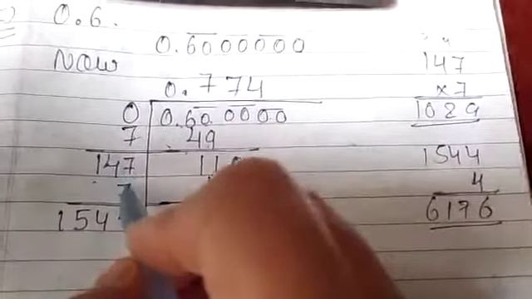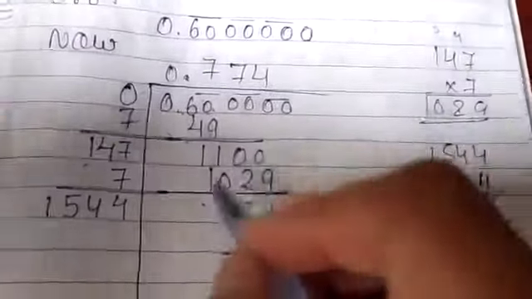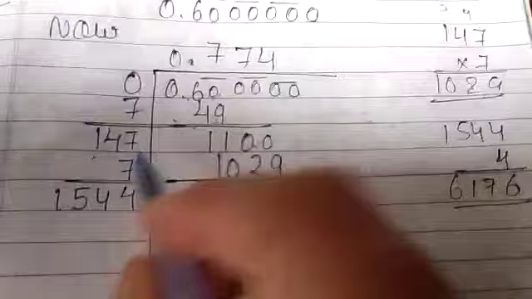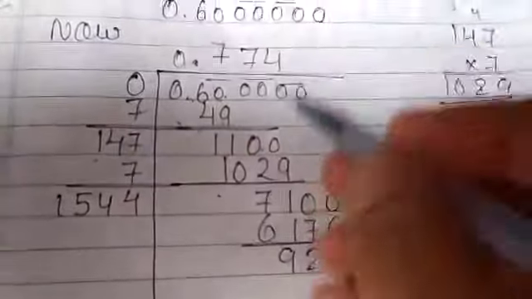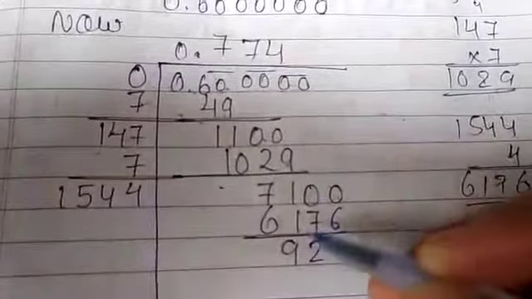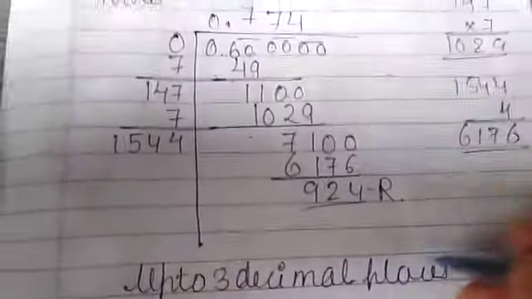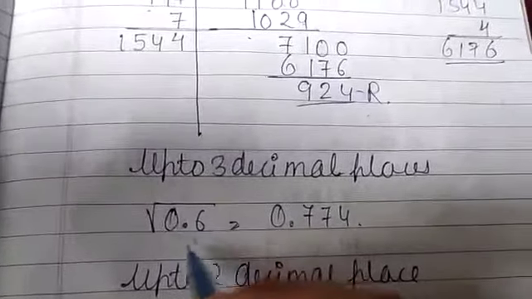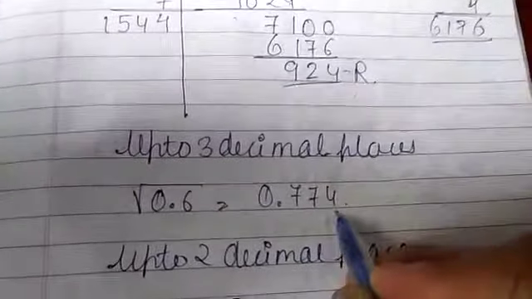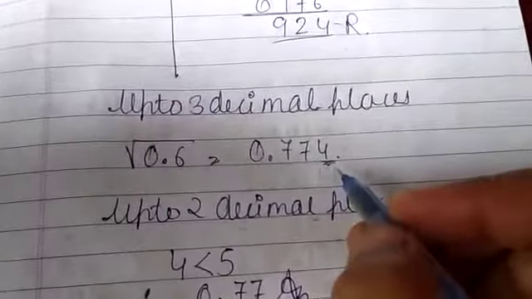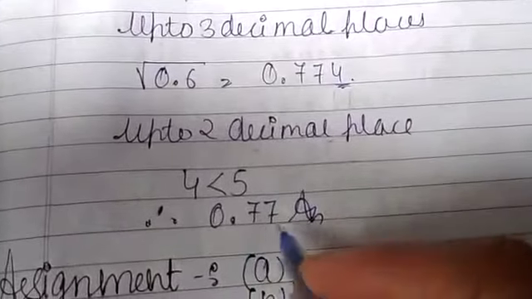So 147, 7 times will be 1029. 1029 I have written over here, and then I have subtracted, I got 7100. Now just add, 154. Now again I took 4. So 154 times 4 will be 176, and the remainder will be 924. And like this, as I told you, this will go on when you keep on dividing it. So now up to 3 decimal places we get the square root of 0.6 equals 0.774, correct? And up to 2 decimal places, the next digit 4 is smaller than 5, so no need to add 1. So 0.77 will be your final answer.